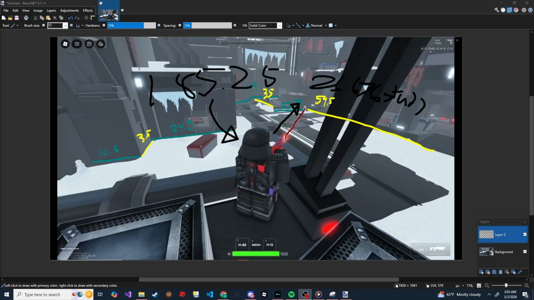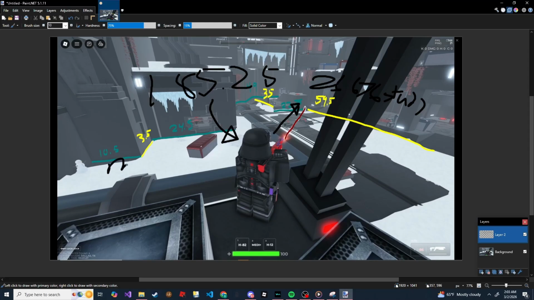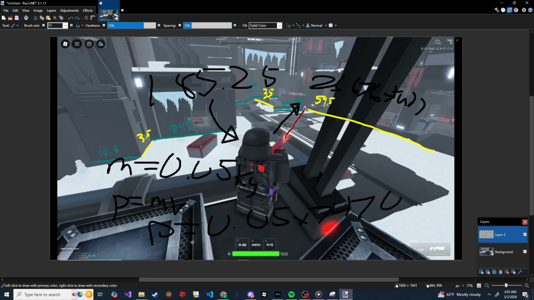First off, let us set the mass of the projectile to 0.05 kilograms, just to be fair. And for the projectile, we need to know the momentum of it, which is p equals mv, because momentum equals mass times velocity. So p equals 0.05 times 7,470 studs a second. So the momentum equals 373.5 kilograms per second.